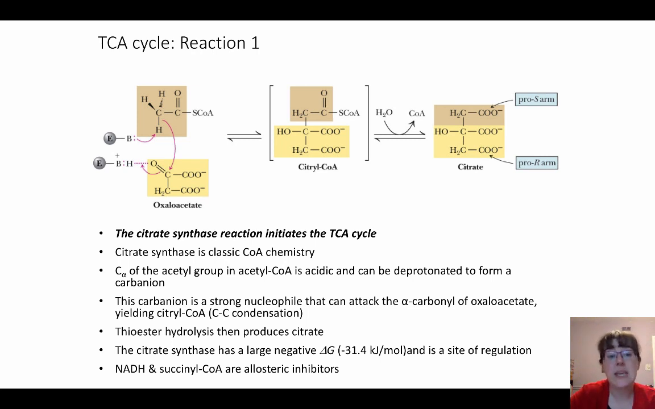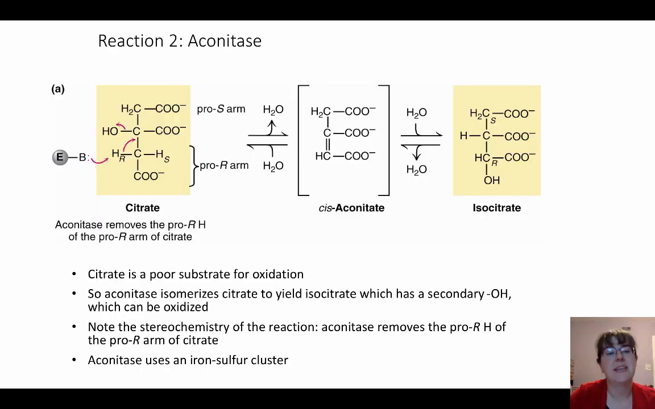Again, this is going to have a large negative delta G value and is going to be a site of regulation. NADH and succinyl-CoA will be allosteric inhibitors. We'll see both NADH and succinyl-CoA later on in the cycle. So as you might imagine, NADH will be an inhibitor because part of what we'll get out of the TCA cycle will be a lot of NADH. So anytime that we have enough NADH in the cell, the TCA cycle will be inhibited. Similarly, succinyl-CoA is another thing farther down the line in the TCA cycle, and so you'll have that negative feedback loop.